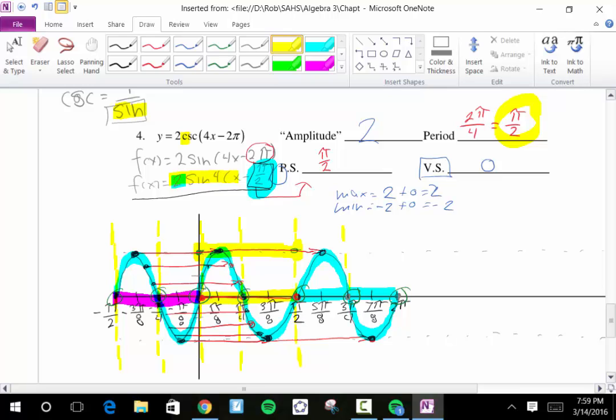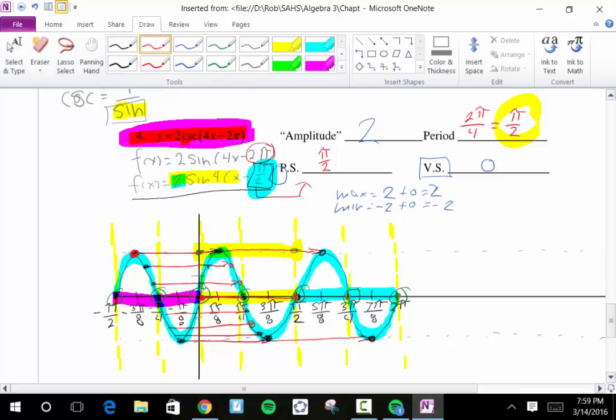Notice I have yet to graph this function, right? I haven't graphed it yet. I'm just graphing this reciprocal function and getting ready to graph that function, okay? So let's graph it. This is the function I'm going to graph. I'm going to do it in, how about I do it in red, okay?